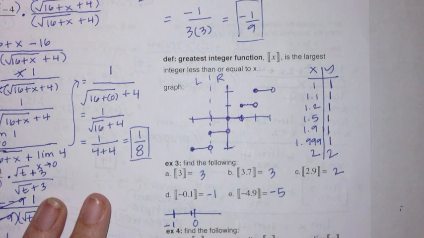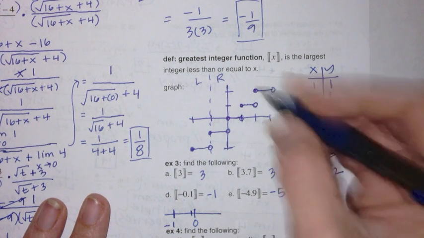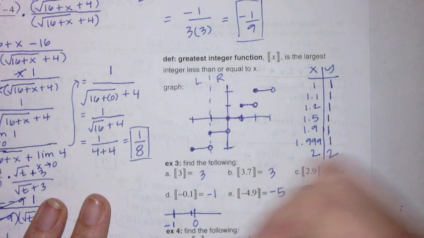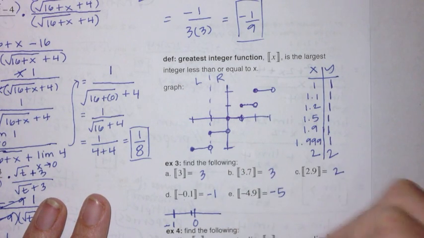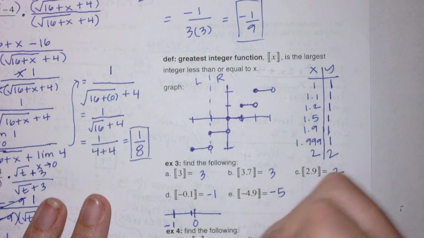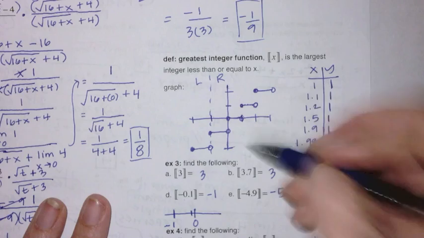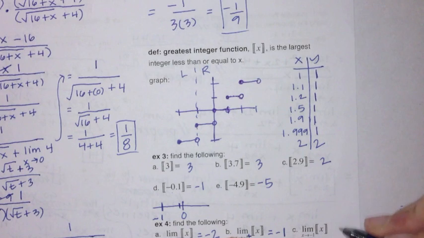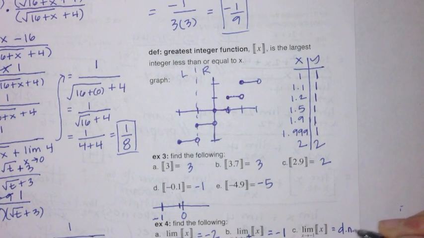Oh, but you know what? This one says from the right. I'm so used to it saying from the left and then from the right. So let's change this to a left and this to a right. That'll make more sense for us. So as it comes in from the left, it's negative 2. As it comes in from the right, it's negative 1. So at negative 1, the limit does not exist.